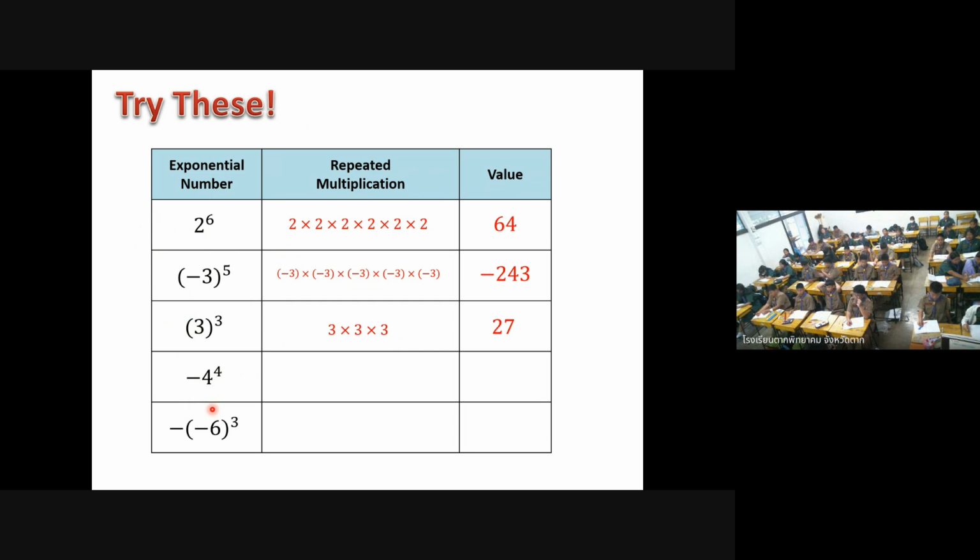Meaning we're not going to raise the negative. This negative number is not part of the given base. The base is 4. If we're going to write that, that is negative times the quantity of 4 times 4 times 4 times 4. Okay, 4 times 4, 16. 16 times 4, 64. 64 times 4, 256, times negative, negative 256.